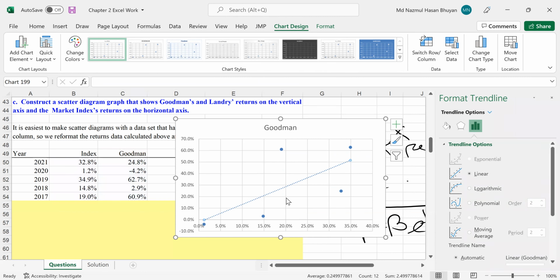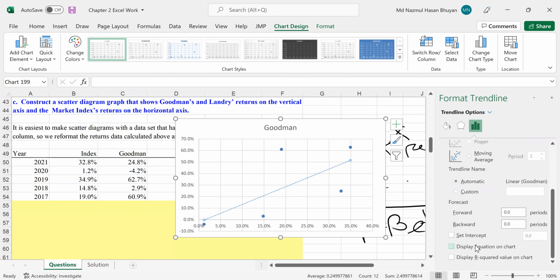So trend line is added. So this is the regression line, best fitted linear regression line. And then from the format trend line function, you can see here on the right side of our window, choose display equation on chart. So here you can see the slope of this particular equation is 1.5377, and that slope should be the measure of beta. So the beta of Goodman is 1.53.